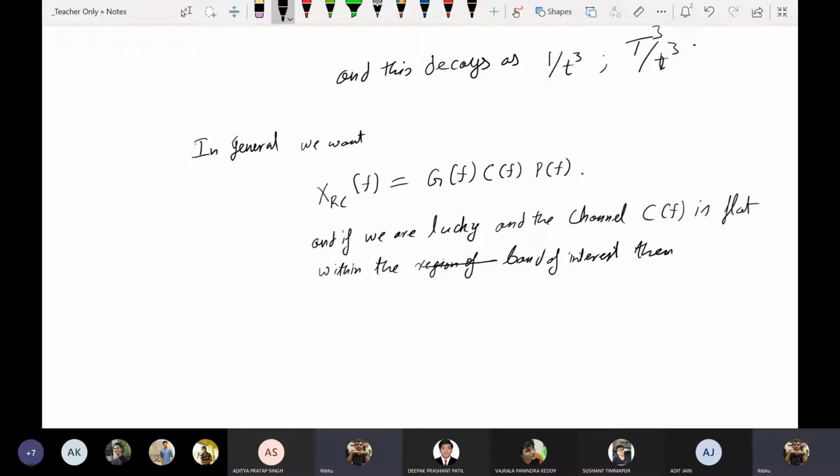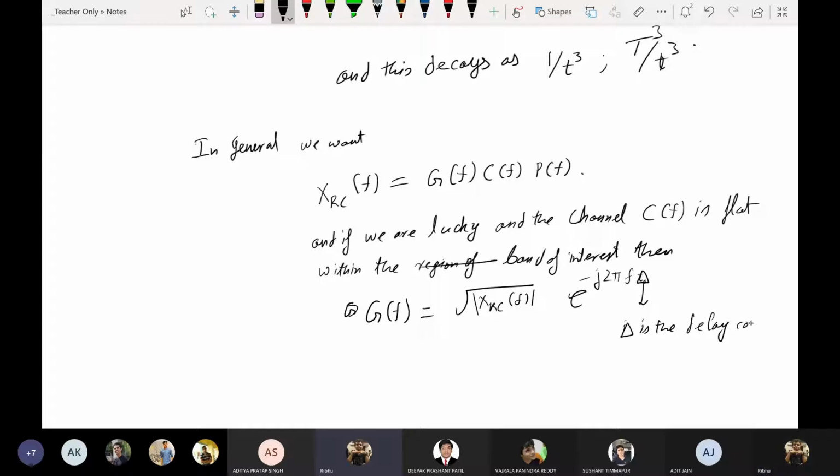Then G(f) equals root over X. Just take the square root, times e^{j2 pi f delta}, where delta is the delay compensating for non-causality of the pulse. Fine.